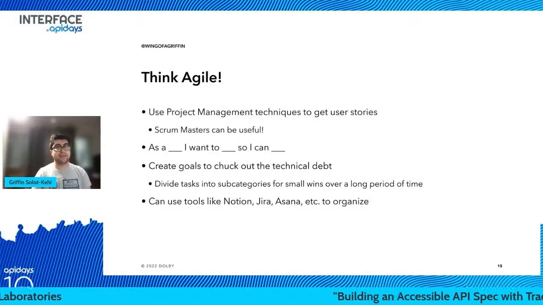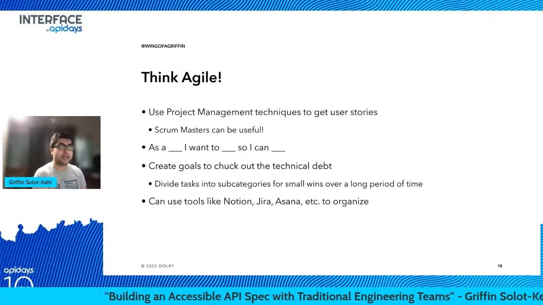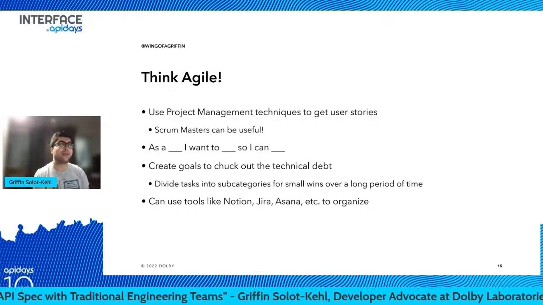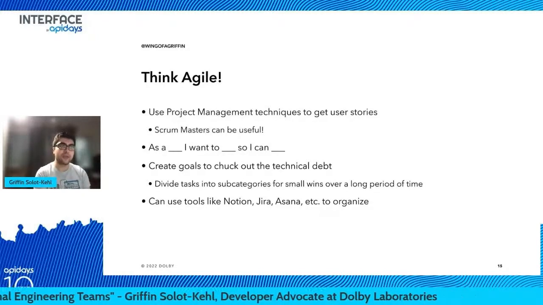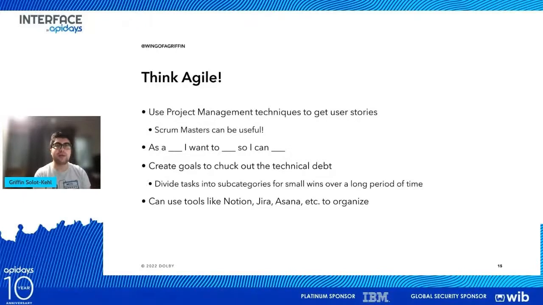So one way that I like to encourage people to get rid of technical debt is to think agile, using product management techniques to get user stories, where you can think of it as a "I want to blank so I can blank" story, trying to really think about the customer, about the developer, about the user, so that you can actually get to the core: what do people want to use versus what would be fun to build. You really want to make sure that you're building towards actual useful and desired opportunities. Scrum Masters can be useful for this, but I also highly recommend talking to your developer relations team.